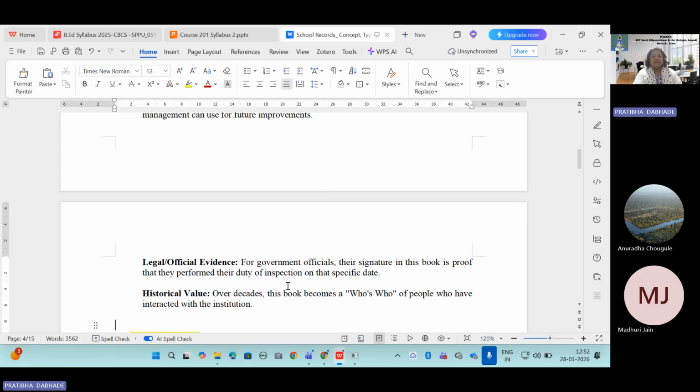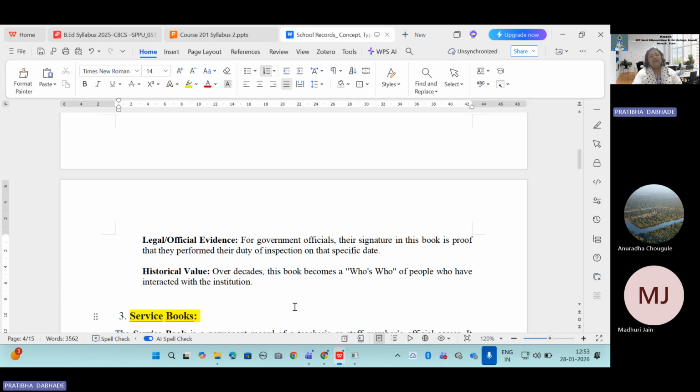Legal or official evidence for government officials: their signature in this book is proof that they have performed their duty of inspection on the specific date. See, it's like evidence that the particular officer has visited that particular school on the specific day and date. Historical value, yes. Over decades, the book becomes a who's who of people who have interacted with the institution. मतलब कौन से लोगों ने इस particular institution के साथ interactions किया हुआ है.